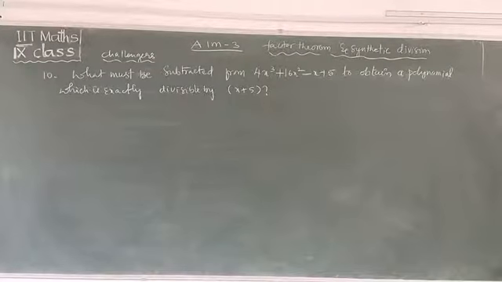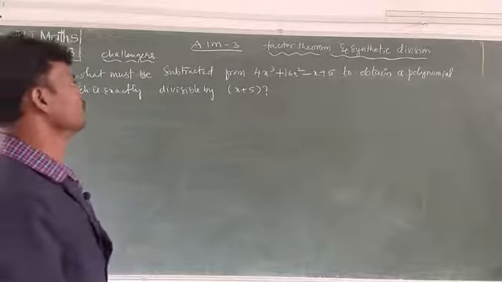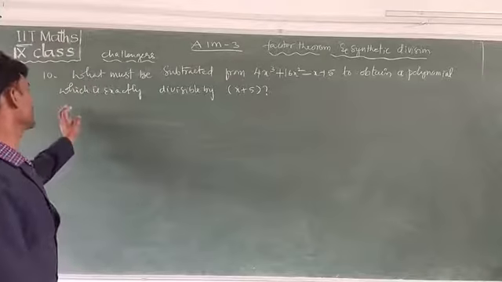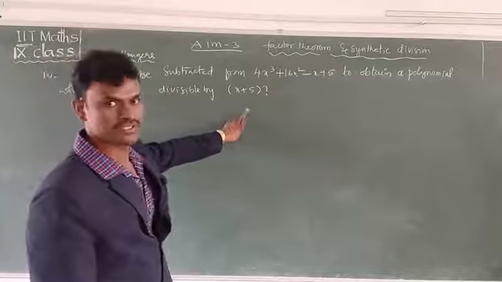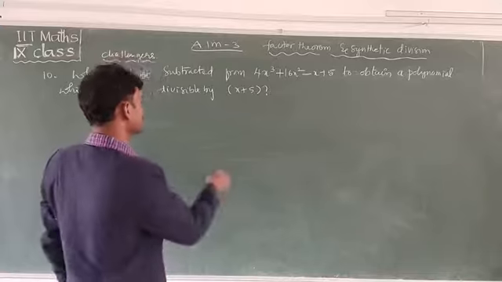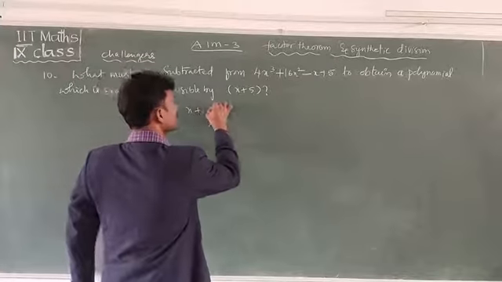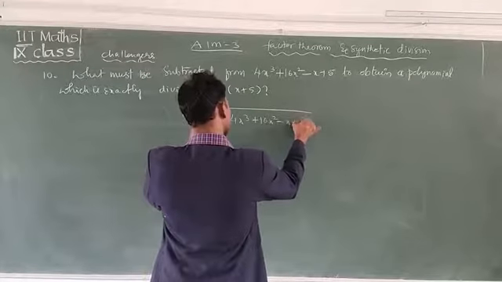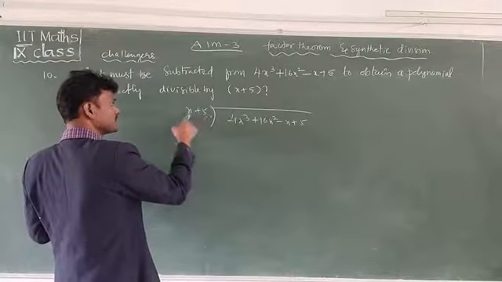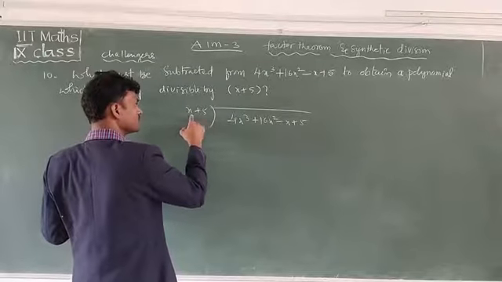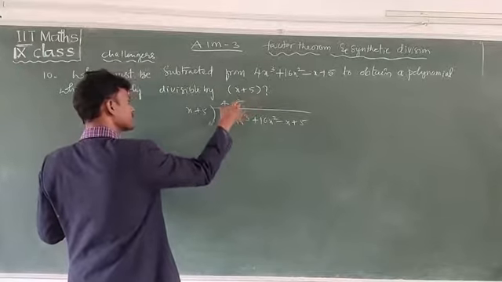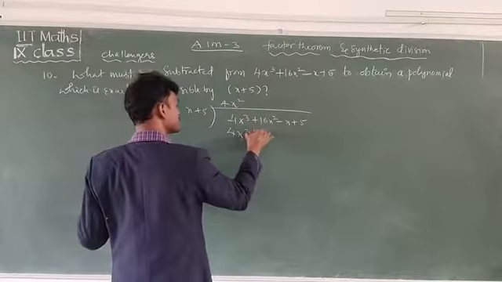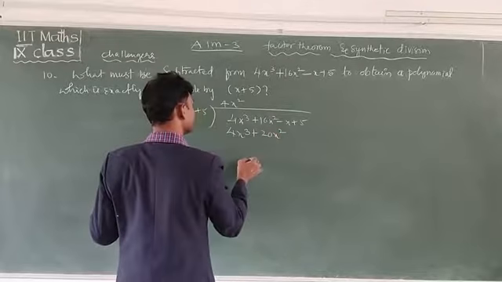Okay, next, the 10th one. What must be subtracted from 4x cube plus 16x square minus x plus 5 to obtain a polynomial which is exactly divisible by x plus 5? See, a normal method we have to try first. Here x plus 5, and 4x cube plus 16x square minus x plus 5. This is 4x cube, this is x. Then what we have to multiply with this one means 4x square. 4x square into x is 4x cube, and 4x square into 5 is equal to 20x square.